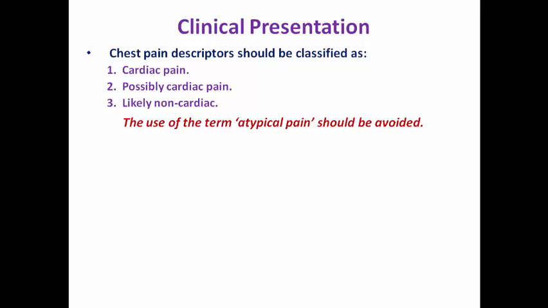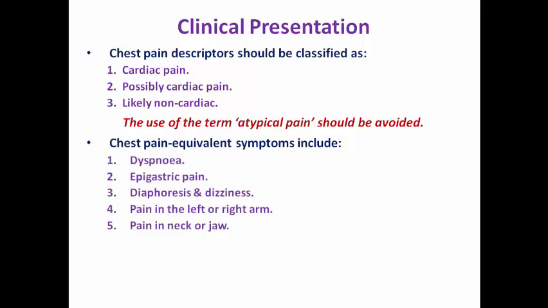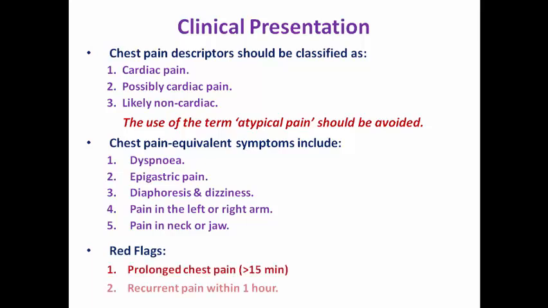syndrome. Then we have some chest pain equivalent symptoms that include dyspnea, epigastric pain, diaphoresis and dizziness, pain in the left or right arm, pain in the neck or jaw. So these symptoms should raise awareness of acute coronary syndrome even in the absence of chest pain, because sometimes they may be the main presenting symptom suggestive of acute coronary syndrome. And don't miss the red flags like prolonged chest pain more than 15 minutes or recurrent pain within 1 hour.